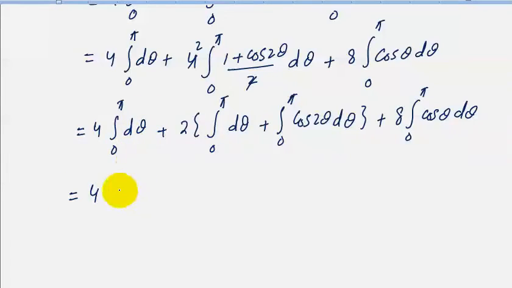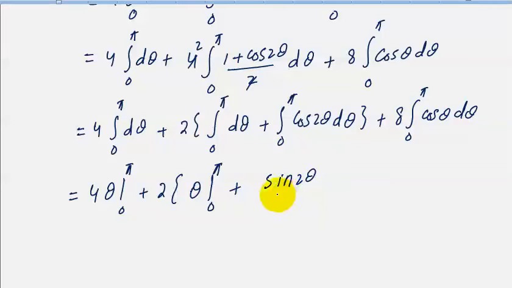Four times integration d theta is equal to theta, and theta varies from 0 to pi, plus 2 times again integration d theta is equal to theta, and theta varies from 0 to pi, plus integration cos of 2 theta is equal to sin 2 theta upon 2, and theta varies from 0 to pi, plus 8 times integration cos of theta is equal to sin theta, and variation of theta is 0 to pi.